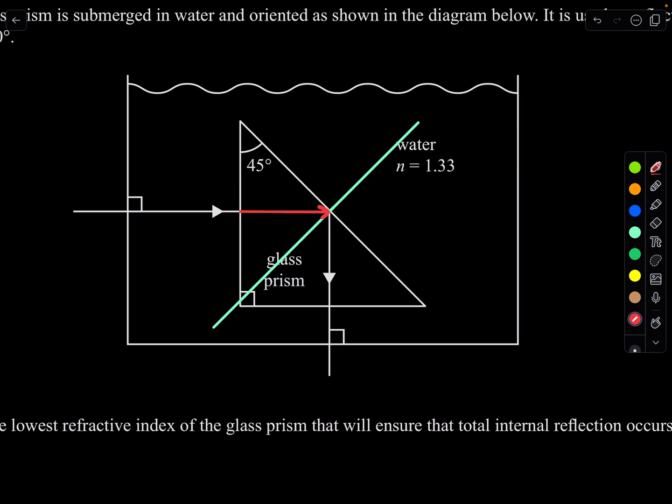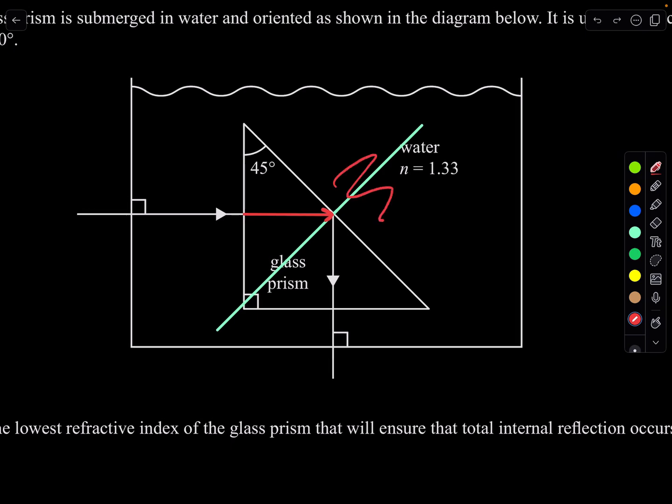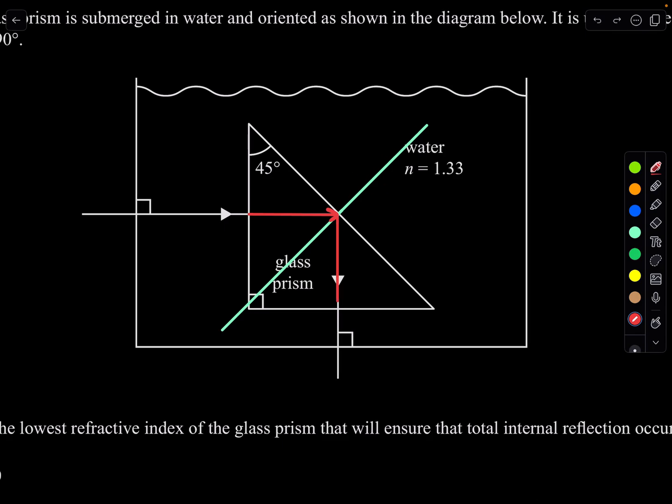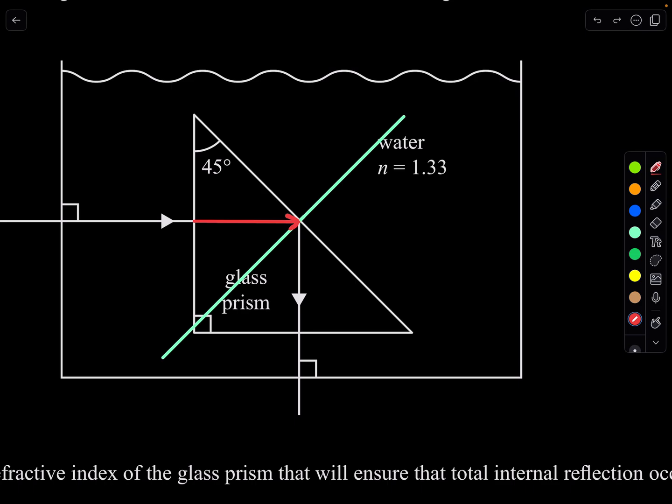Of course, because it's gone through total internal reflection, it's not going to be in here. We know it's internal reflection, so it's still inside that glass prism. But the question is asking what is the lowest refractive index of the glass prism that will ensure that total internal reflection occurs? So the lowest is actually where the critical angle will happen. That's what they're asking us.